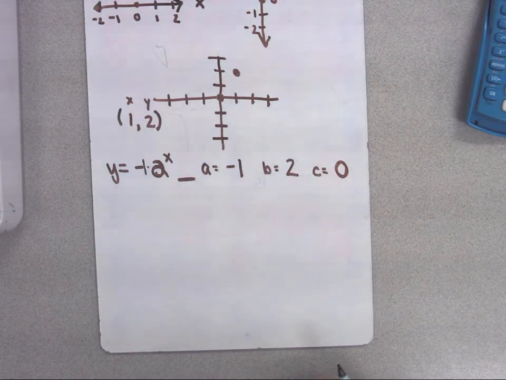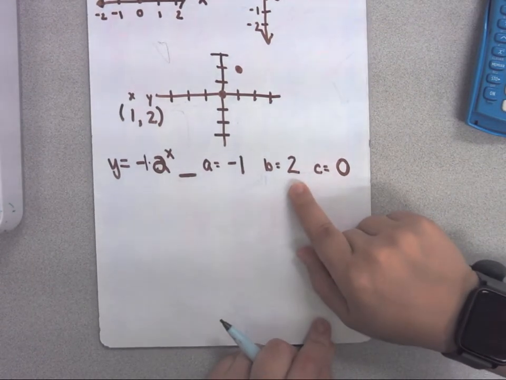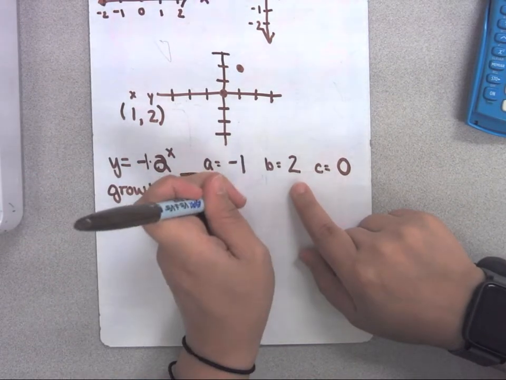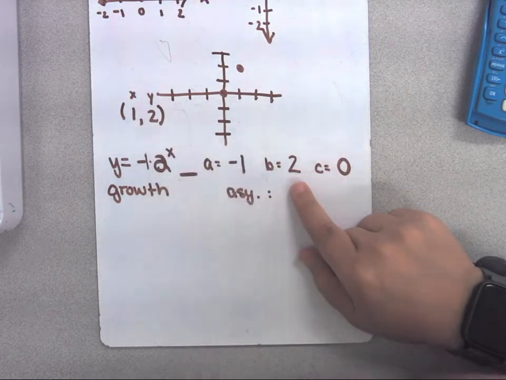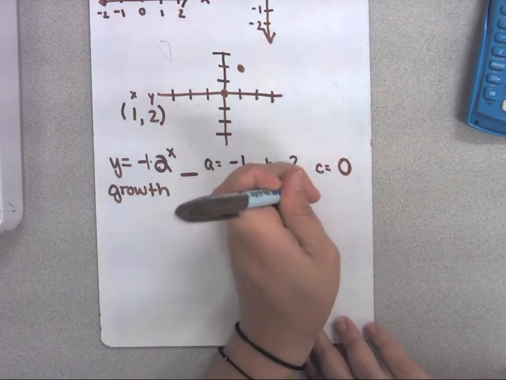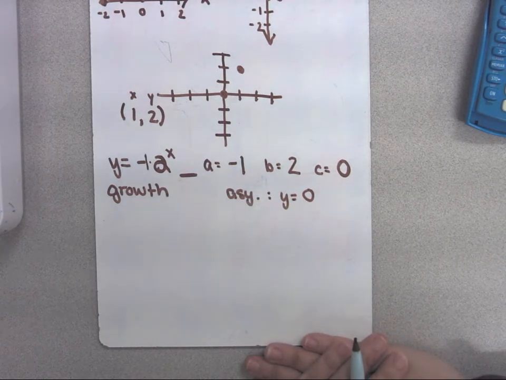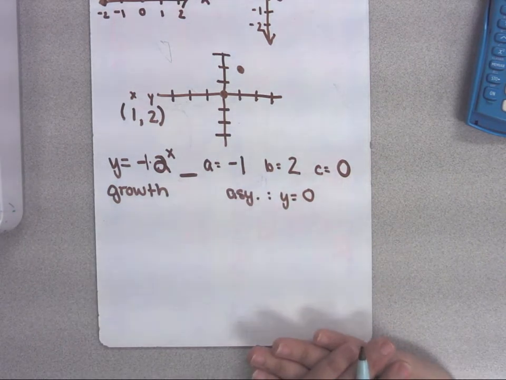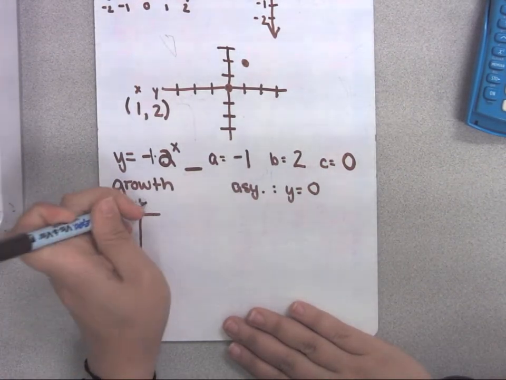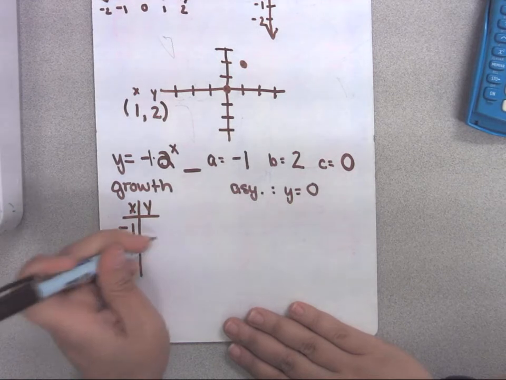Okay. Now, based on B, is it a growth or a decay? Growth. My asymptote, what's it going to be? Y equals 0, because it's always Y equals C, whatever C equals. Now let's make our table. It's always -1, 0, and 1.